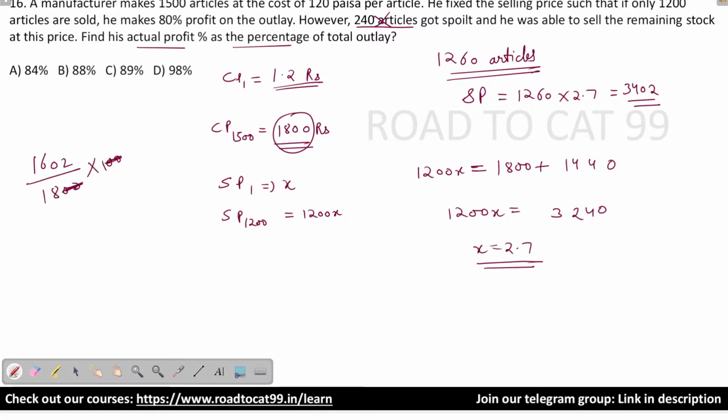So 0 से 0 cancel. So I can say 9 and 801, and this should be 89%. So 89% is my actual profit. 89% is my actual profit in this case, है ना?